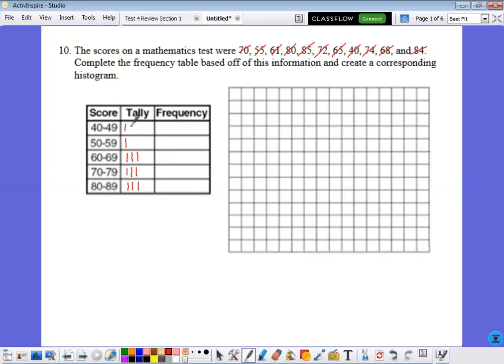So since I have these tallies, I'm going to go ahead and write out my frequencies. There was one number between 40 and 49, one number between 50 and 59, three numbers between 60 and 69, three numbers between 70 and 79, and three numbers between 80 and 89. So you have this frequency table that we just created, and then you have intervals right here on your left-hand side.